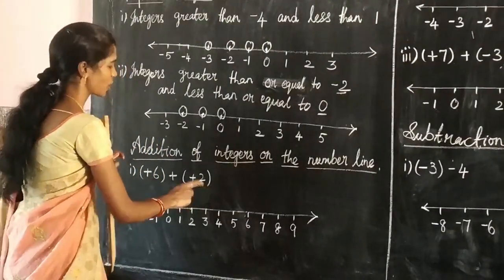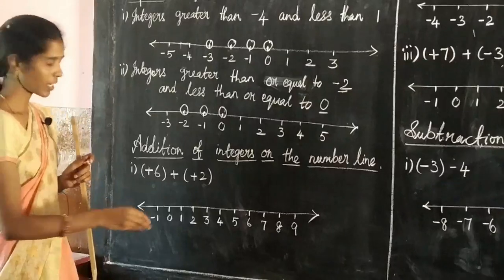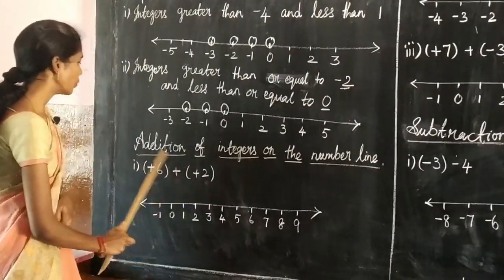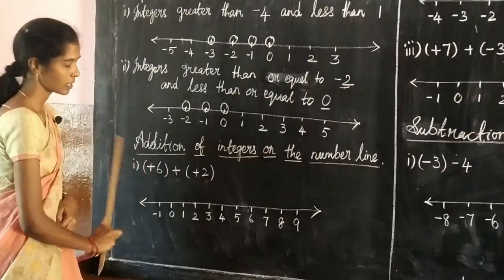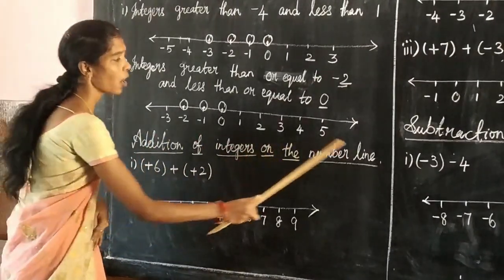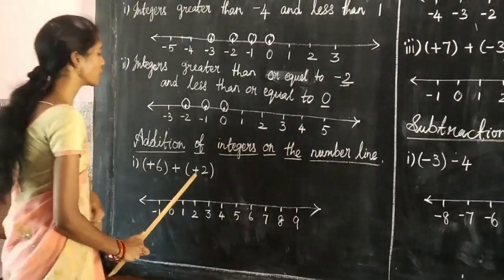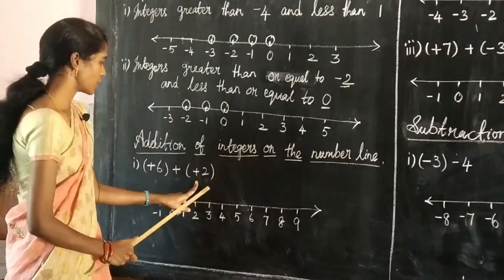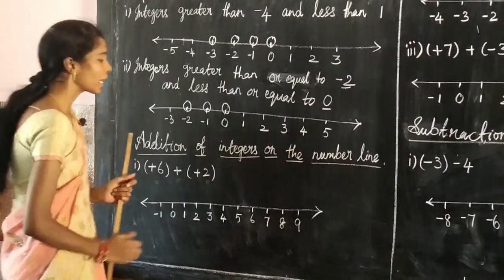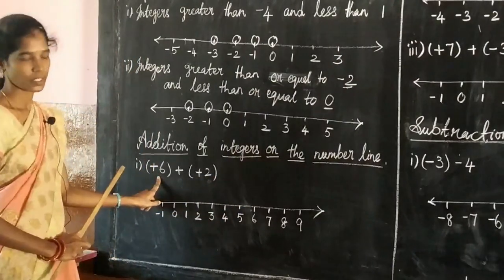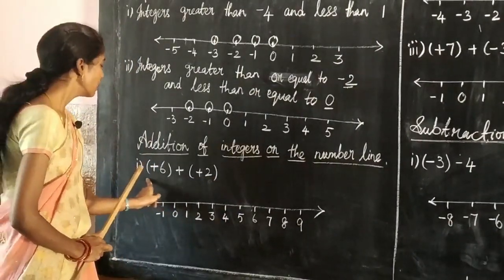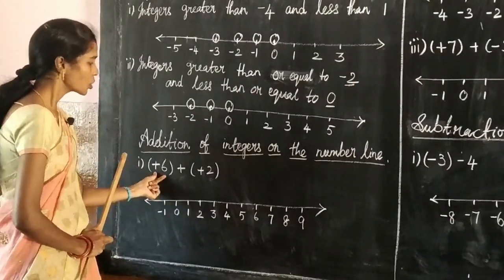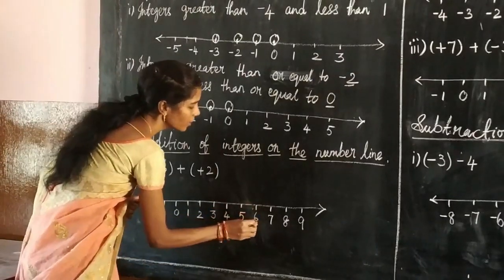+6 plus 2. Generally, we write the positive numbers without the sign. So, you can write 6 plus 2 also. So, we are going to add 2 to the integer 6. Okay. Addition of integers on the number line. To add a positive integer, here +2, we have to move to the right side of the given digit. Okay. So, we have to start with the number 6. The first integer is 6. So, we have to start at 6.